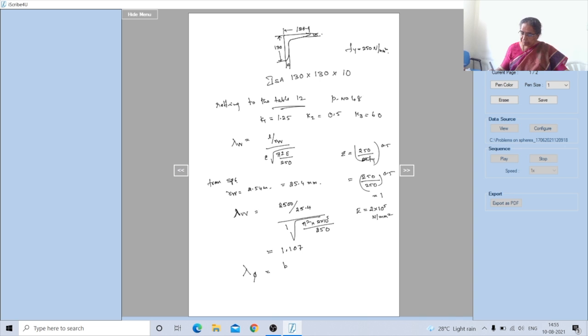The next thing you have to calculate is lambda phi. Lambda phi is given as B1 plus B2, it's there in the code book, B1 plus B2 divided by 2T, the whole thing divided by the same epsilon, root of pi square E by 250. So substituting here, 130 plus 130 divided by 2 into the thickness of the angle, 10, divided by 1 into square root of pi square into 2 into 10 raised to 5 divided by 250. The lambda phi value we get as 0.146.